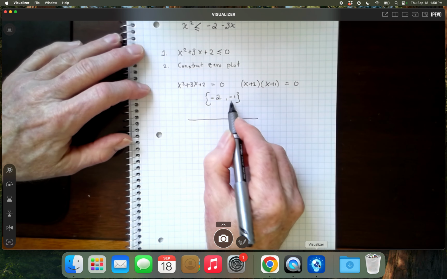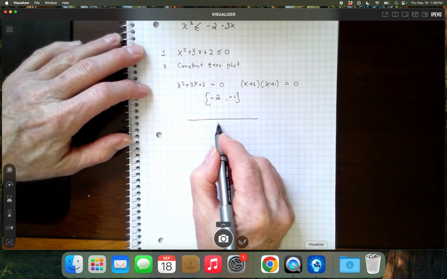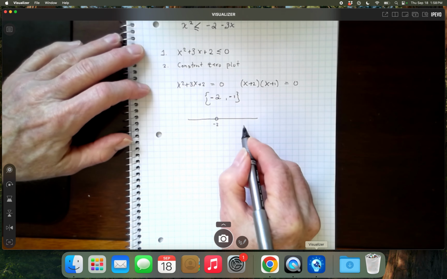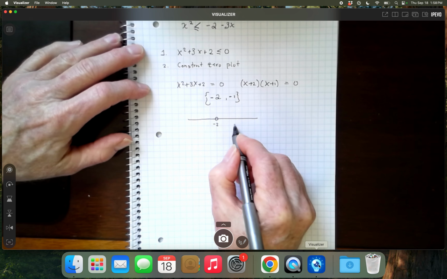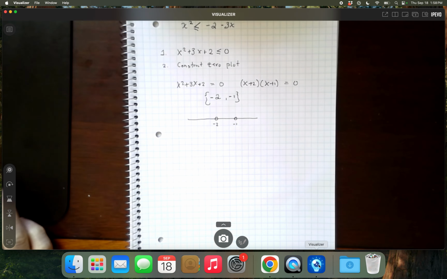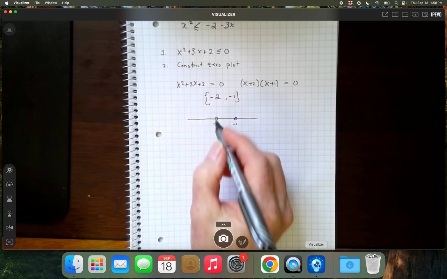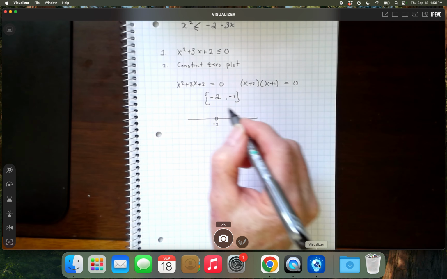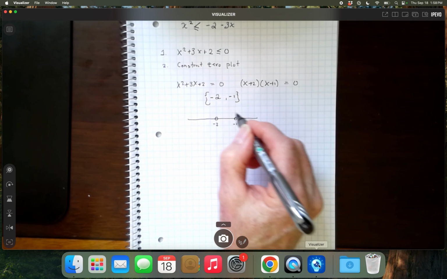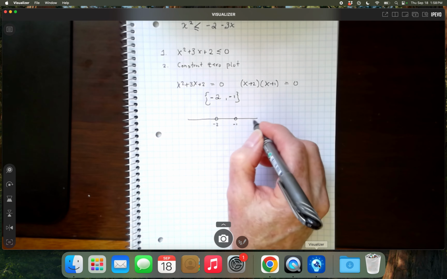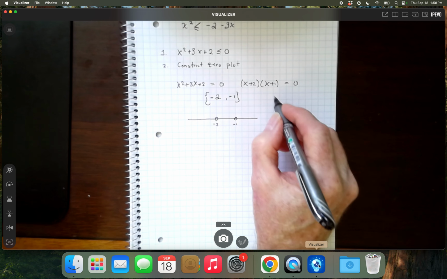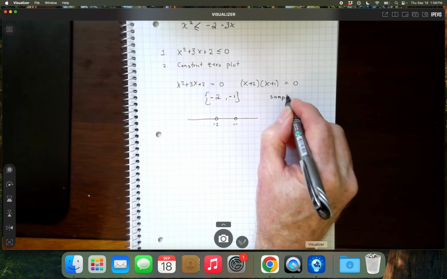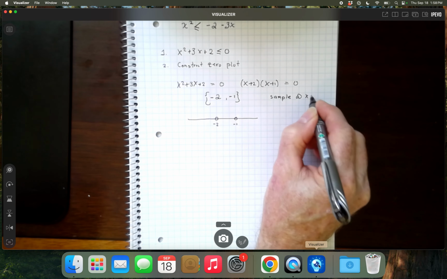Negative 2, negative 1 makes this 0. So over here at negative 2, there's a 0. Over here at negative 1, there's a 0. Now we just got to see what the sign of the function, positive or negative, is on these intervals. Whenever I have a choice, I like to evaluate at 0. One more time, we call that sampling the function. I'm going to sample it at x equals 0.